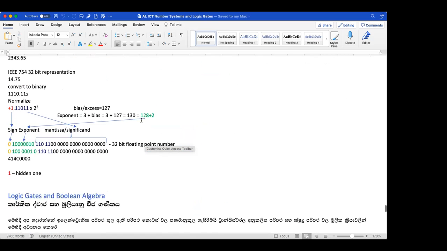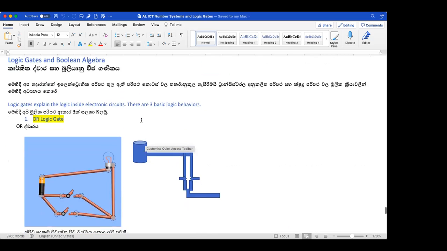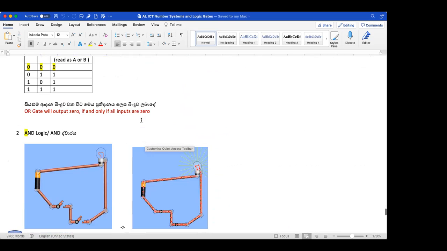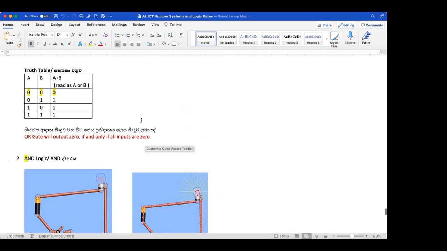First of all, we discussed the OR gate and its behavior. What is the specialty? If all inputs are 0, the OR gate will output 0. That is the nature of the OR gate. In any other combination, the OR gate will output 1.